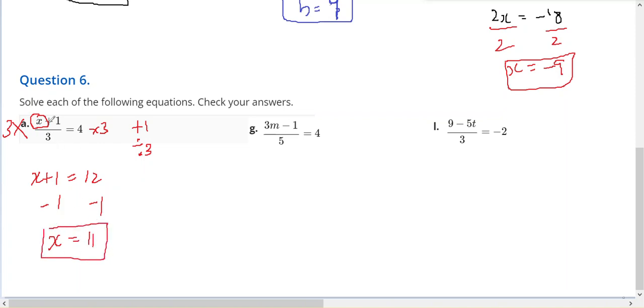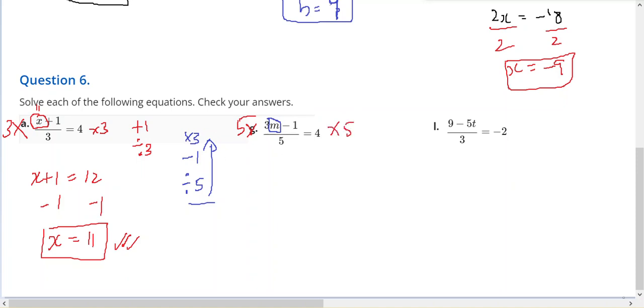To double check my answer, 11 plus 1 is 12. 12 divided by 3 is 4, so that's going to be a correct answer. Looking at part G, looking at the m first, it was multiplied by 3, then 1 was subtracted, and after all of that, it was divided by 5, signified by the long division line. So to reverse the order, I'm going to multiply both sides by 5 first.